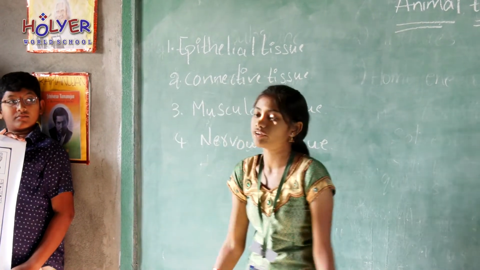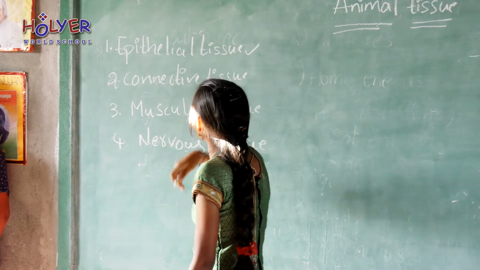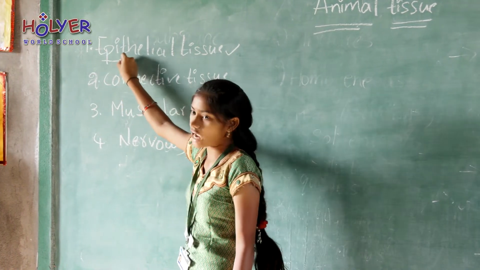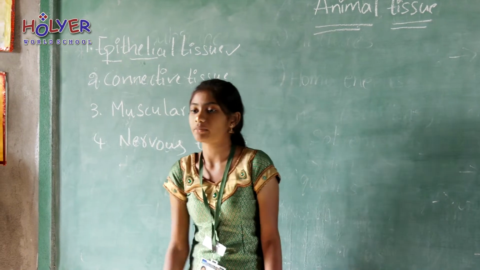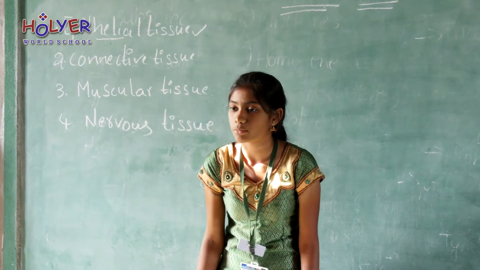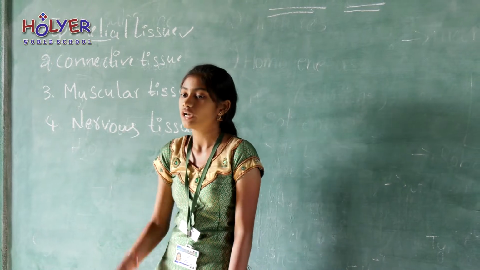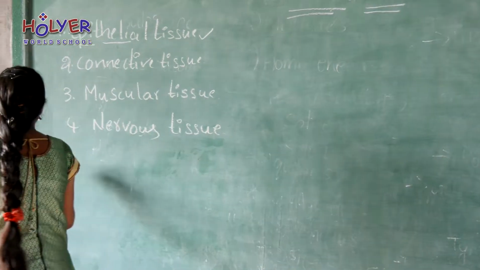Now let us know briefly about them. First, about epithelial tissue. Epithelial tissue: here, epi means outer and thelial means tissue. So epithelial tissue is nothing but an outer covering or protecting layer, inside or outside of an animal body, known as the epithelial tissue. There are 5 kinds of epithelial tissue. First one is squamous epithelium.